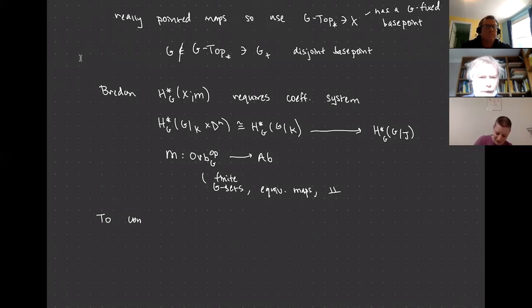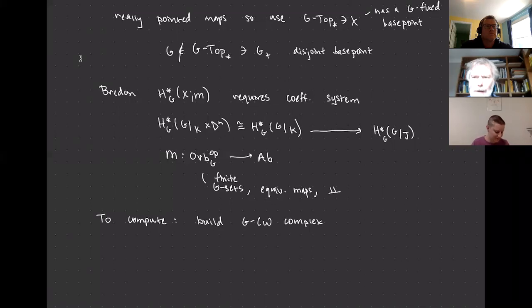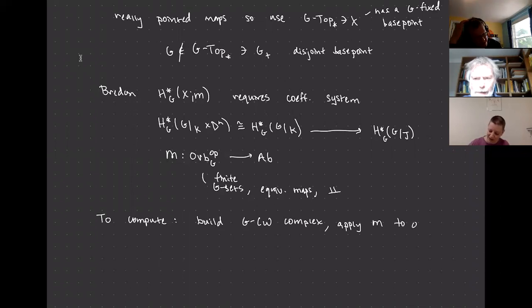So to compute Bredon cohomology, what do you do? Basically, you build a G-CW complex. So you say what the cells are and the attaching maps and make those pushout diagrams. And then you apply your coefficient system. So anytime you have an orbit cell, you say what M's value on that orbit was. So you apply M to your orbit cells. Okay, and then you also have to keep track of the attaching maps.